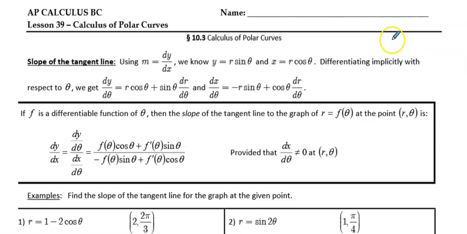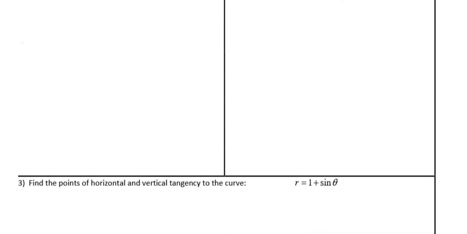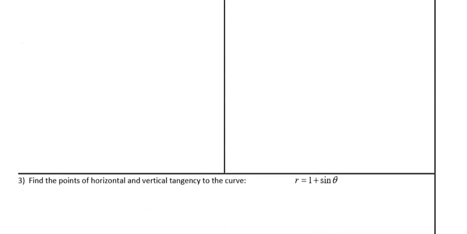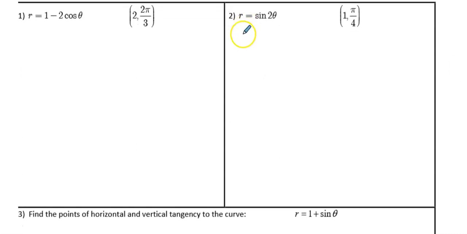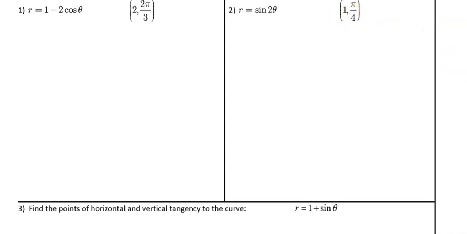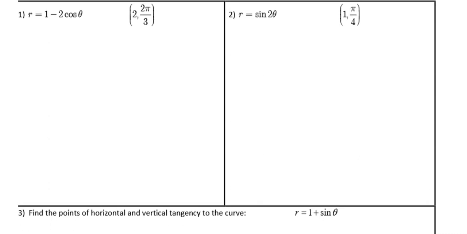We're talking about calculus of polar curves. In the first video we found the derivative of a polar function, and then we talked about how to find the horizontal tangents of a curve. We're going to do the second example today. We're going to find the derivative of r equals sine of 2 theta, given the point (1, pi over 4). And then we're going to talk about doing this problem again, but for the vertical tangents of our curve. So let's go ahead and get back up here to the top.